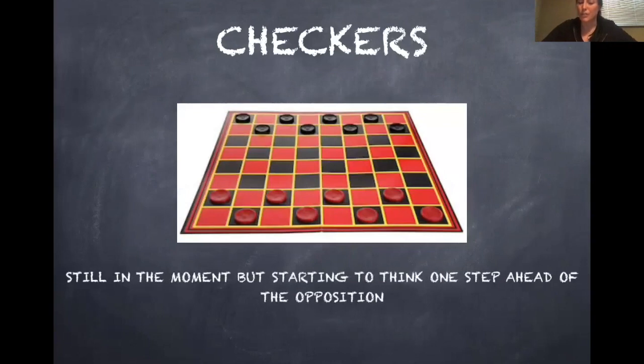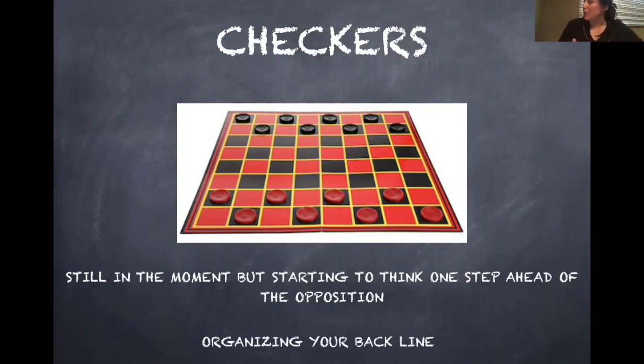Okay, so you're still in the moment, but you're starting to think one step ahead of the opposition. You're starting to try and read what they're doing to counteract that. What that means in relation to soccer is you're starting to organize your back line. You're starting to play defensively. You might be starting to check your weak shoulder to tuck in that weak side fullback.